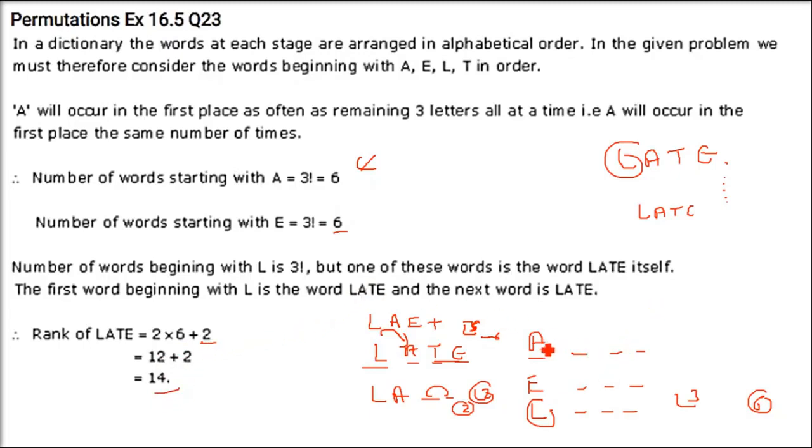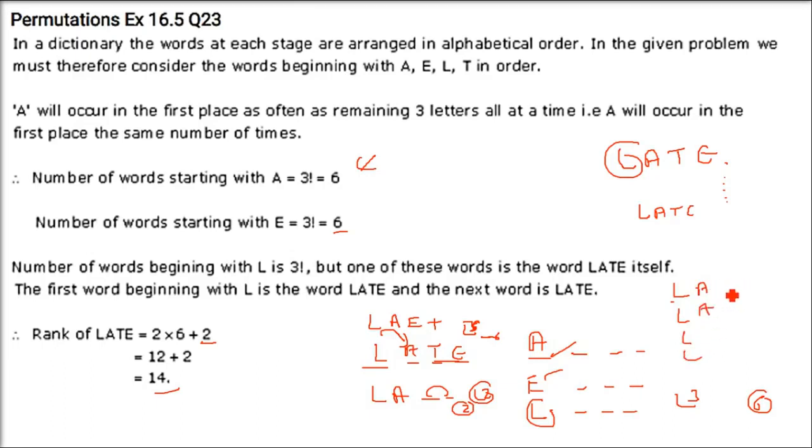In this dictionary, what will come after what? That is where you have to go. When we came to L, after L, what will come? When you fix L, L will also have formations. But first A will come.